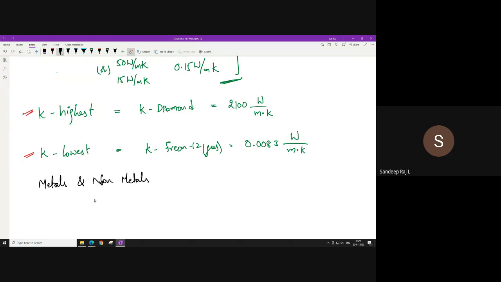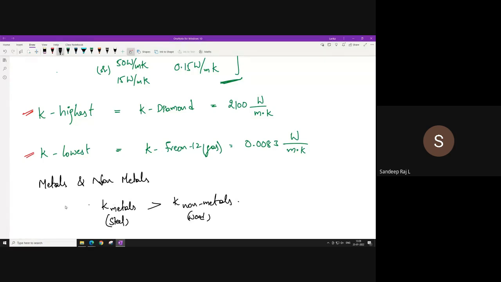Please speak out. Metals. Metals will have it, very good. K of metals will always be greater than K of non-metals, like we have seen just now for the steel and wood example. You can take so many examples like that.